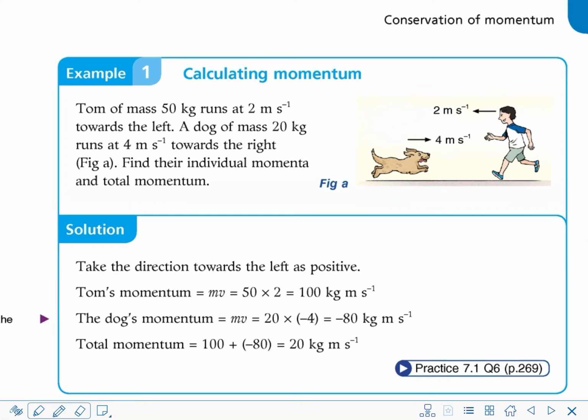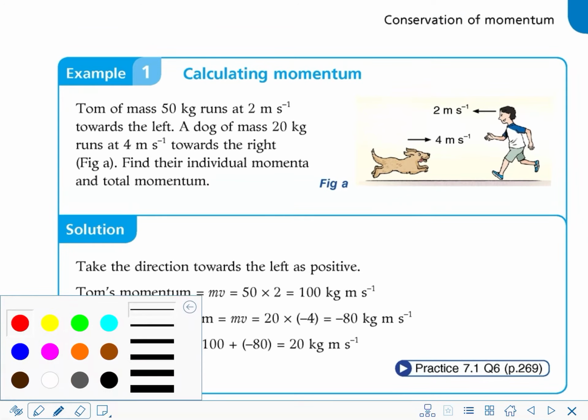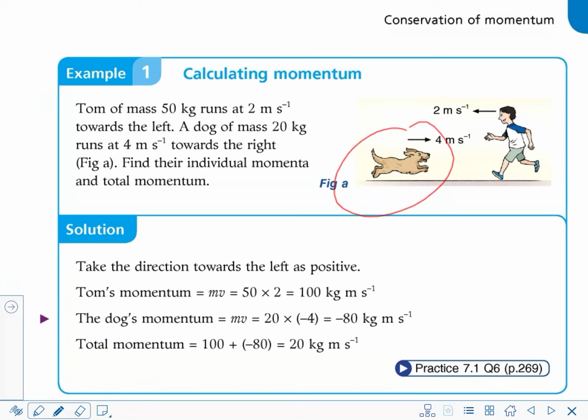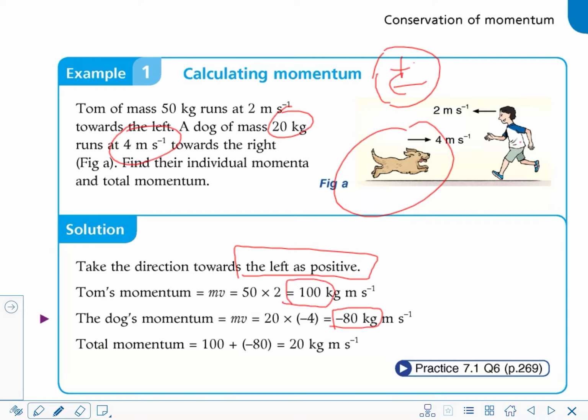Example 1: find the momentum and total momentum. Very easy. So you see here the Dot. Now maybe we take left as positive. Actually, you can take right as positive. It depends on your definition at the beginning. So the momentum for the Dot will be a positive value, because we take this direction as positive.